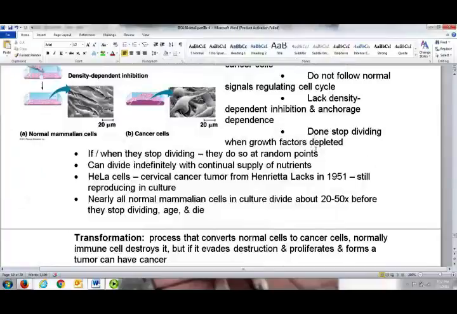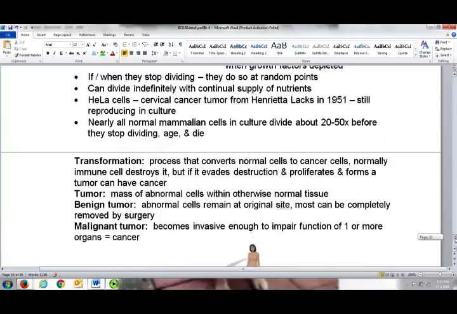So transformation is the process that converts a normal cell to a cancer cell. This actually occurs more frequently than we have cancers, but normally your immune cells are going to destroy it. So if it evades destruction and proliferates, it can form a tumor that can progress to being cancer. So a tumor is just a mass of abnormal cells within otherwise normal tissue.